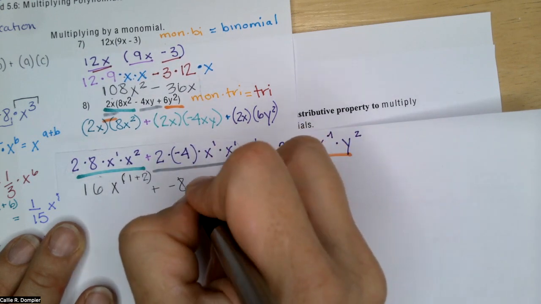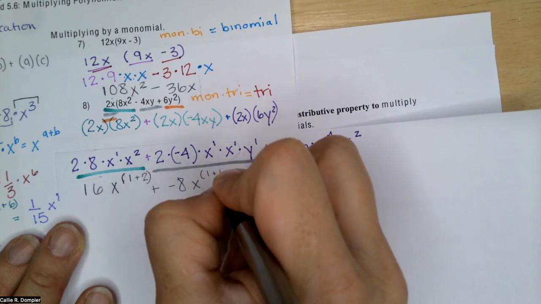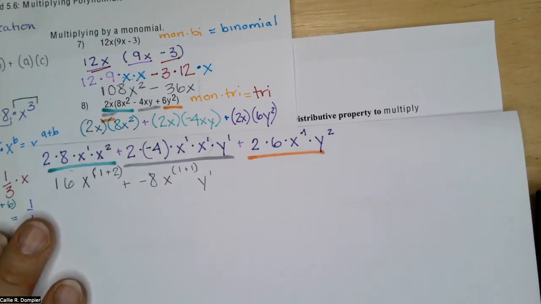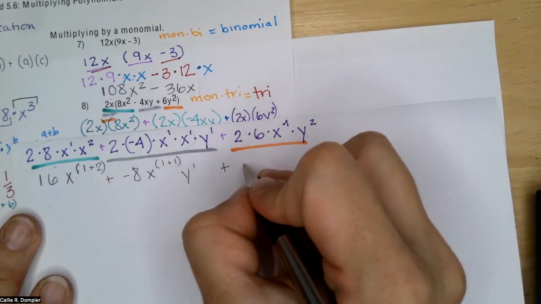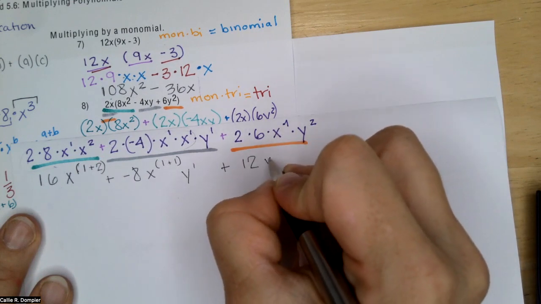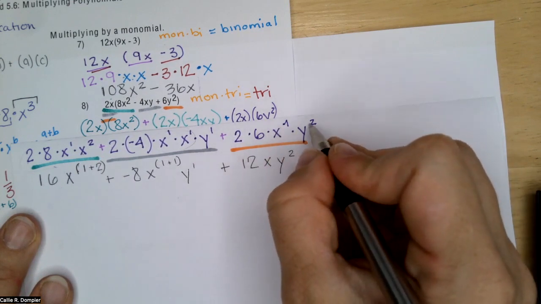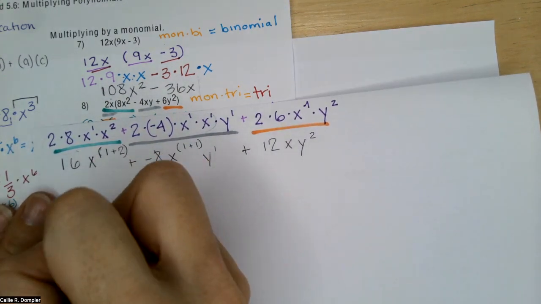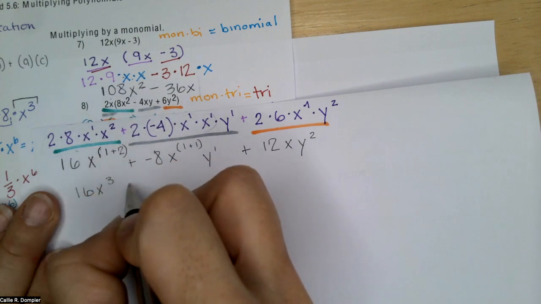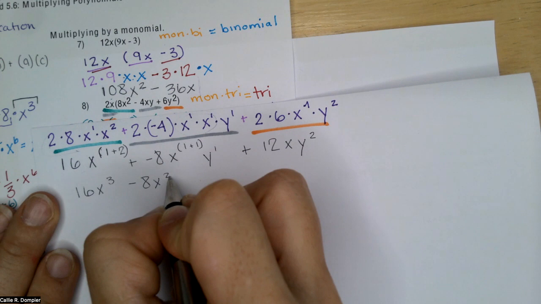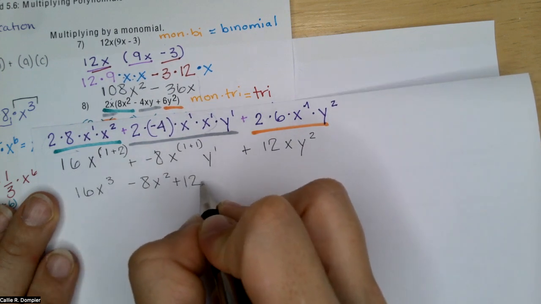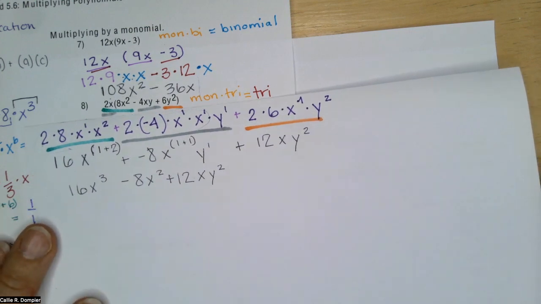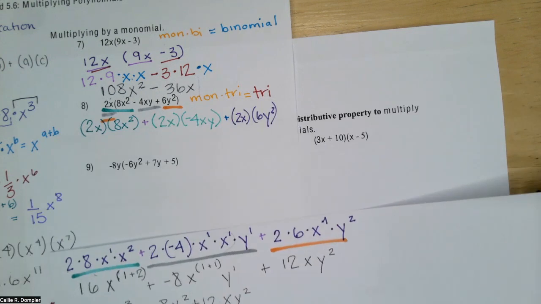X and x are the same base, but y is not the same. So I just leave it right there. 2 times 6 is 12. X, y squared, because there was nothing to combine. Those are not the same bases. Good. Simplifies to 16x to the third, minus 8x squared, plus 12xy squared. Okay. Now, if you want, we see that.